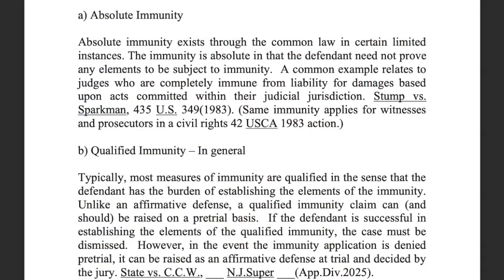All right. Now let's talk about this in the context of immunity. This is going to be very interesting. You're going to see this is something that's unique in criminal practice. Absolute immunity, and there are not that many examples of it, is typically established through the common law. Absolute immunity exists through the common law in certain limited instances. Immunity is absolute, and the defendant does not have to prove anything. There are no elements associated with the immunity. The best example I can think of is our judges, who are completely immune from liability for damages based upon acts they commit within their judicial jurisdiction.